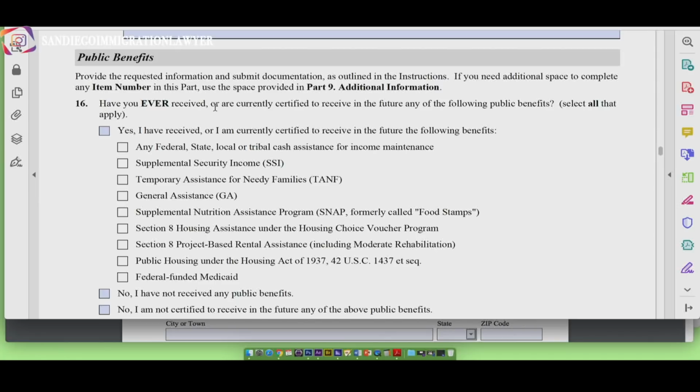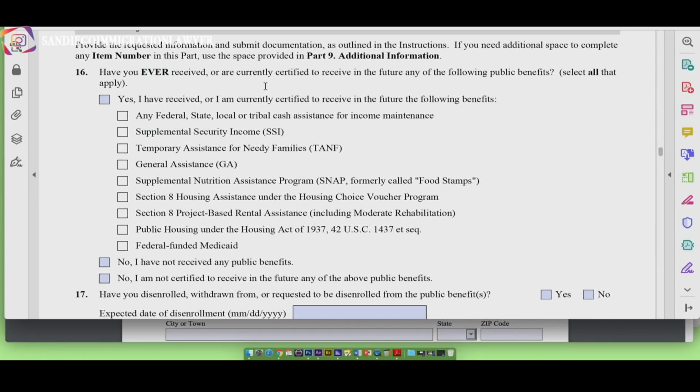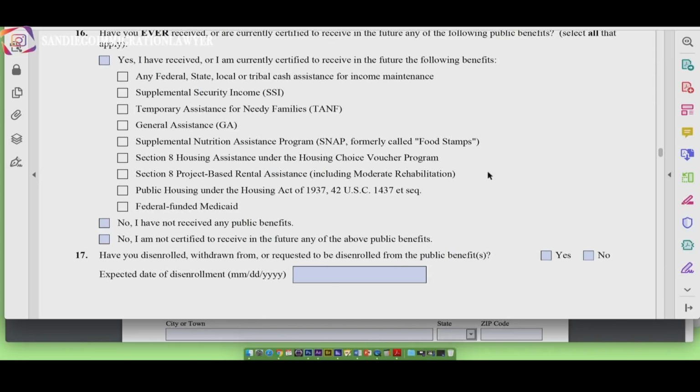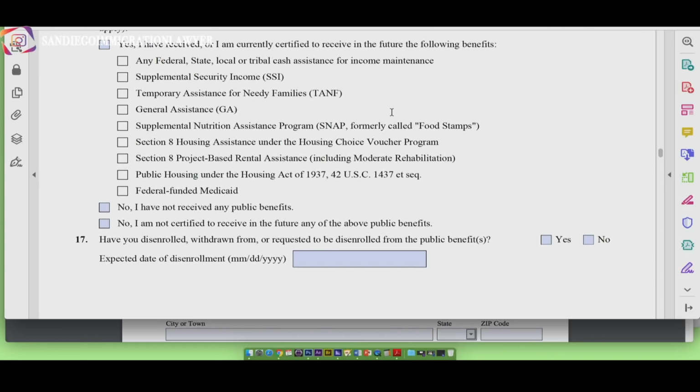Have you ever received or are currently certified to receive in the future any of the following public benefits? So if you have received them, then you need to check which ones they were. And this includes any federal, state, local, or tribal cash assistance for income maintenance, any SSI. This is not the same as your Social Security check that you would receive after a specific age. This is SSI income, that is additional income that is given for people who are needy.